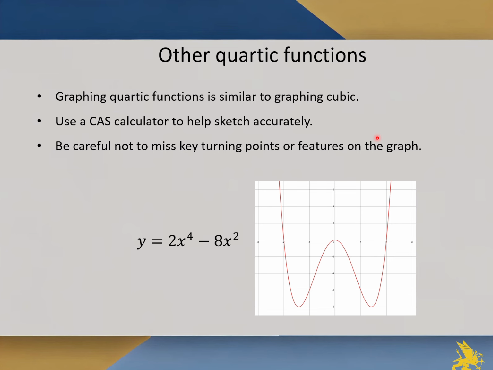So, other quartic functions that we have. Graphing a quartic function is similar to graphing cubic. Use the CAS calculator to help sketch accurately, because this is the hardest part. Be careful not to miss any key turning points or features on the graph. For instance, with y equals 2x to the power of 4, take away 8x squared, if I was going to graph this and label it, I would need to know my 3 x-intercepts and my 2 local minimums.